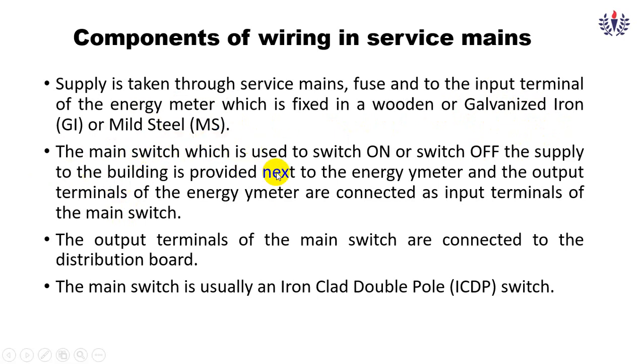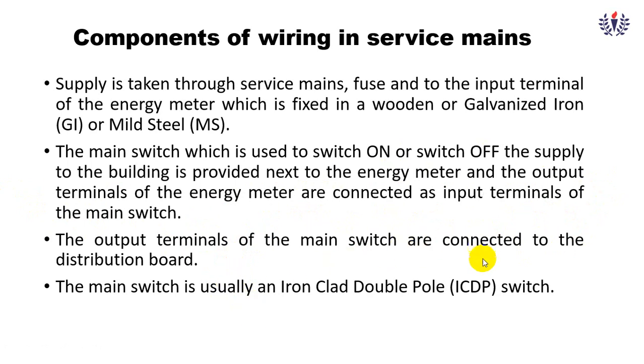The main switch, which is used to switch the supply to the building on or off, is provided next to the energy meter. We will name it the main board. The output terminals of the energy meter are connected as the input terminals of the main switch. So that we know. The output terminals of the main switch are connected to the distribution board. The main switch will be an ironclad double pole switch, ICDP, which we will see in the next picture, so we'll get more idea regarding that.